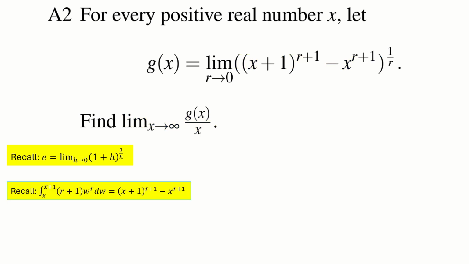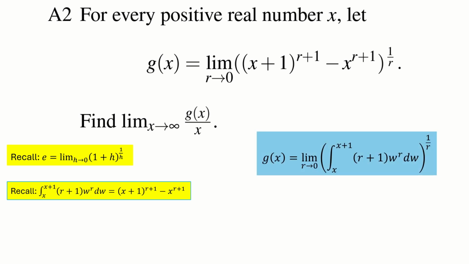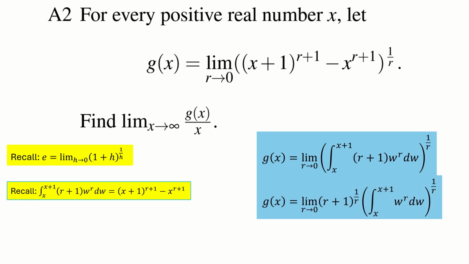This argument involves recognizing an integral hidden in the definition of g of x. By the fundamental theorem of calculus, the integral from x to x plus 1 of r plus 1 times w to the r dw equals x plus 1 to the r plus 1 minus x to the r plus 1. This is a useful symbolic manipulation to remember. We can now rewrite g of x as follows. We can also pull the constant r plus 1 out of the integral.